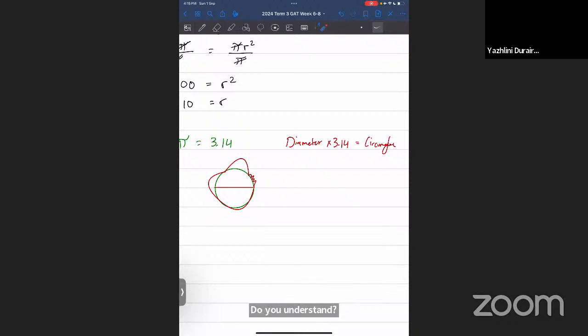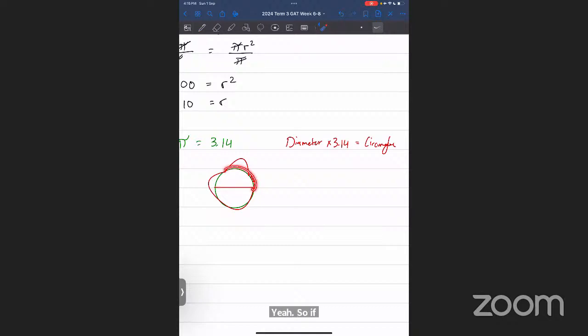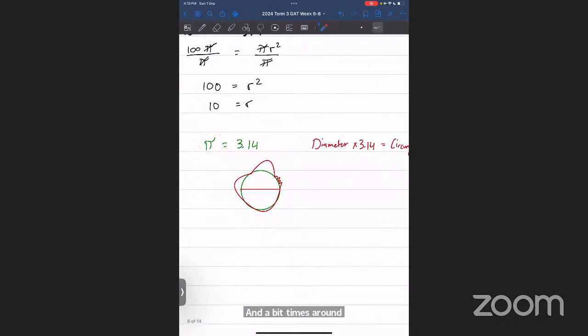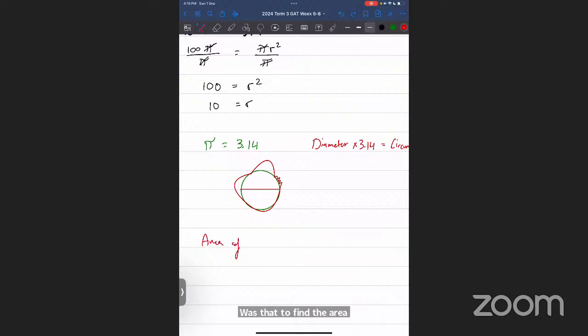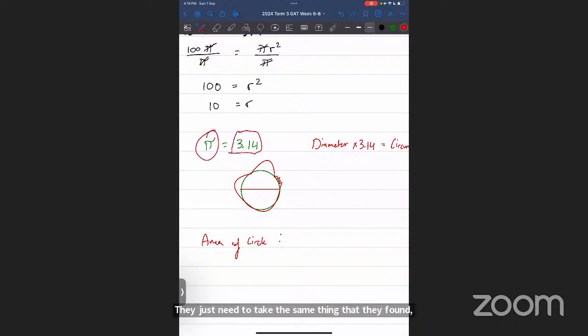If you take how wide a circle is, it will always be 3 and a bit times around the circle. So that's how you get pi, right? And then over time, what mathematicians realized was that to find the area of a circle, they just need to take the same thing that they found, which is 3.14 times, right? Do you understand? Yes. And you multiply it by the radius squared.